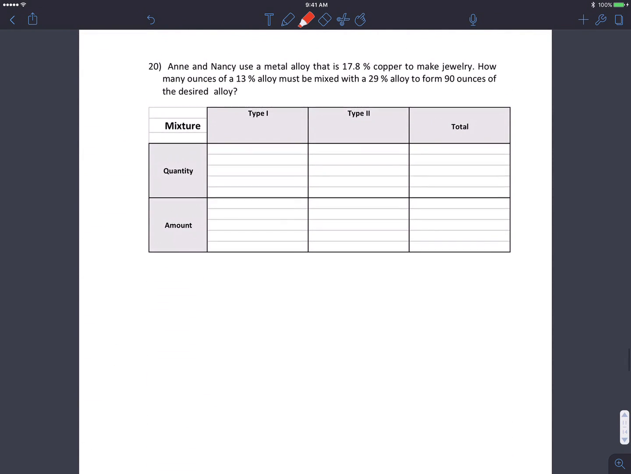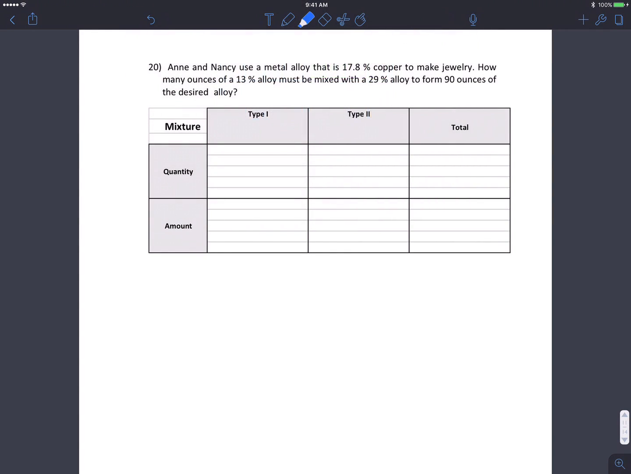Number 20. Okay, another mixture question. Ann and Nancy use a metal alloy that is 17.8% copper to make jewelry. Okay, well, they use a metal alloy that's 17.8% copper. How many ounces of 13% alloy must be mixed with 29% alloy to form 90 ounces of the desired alloy?